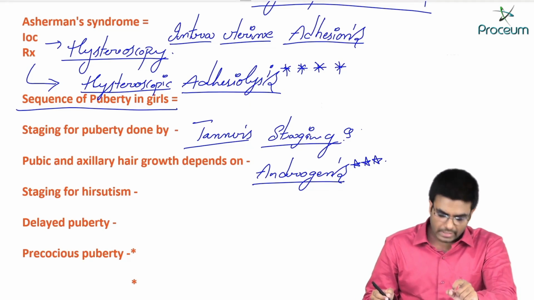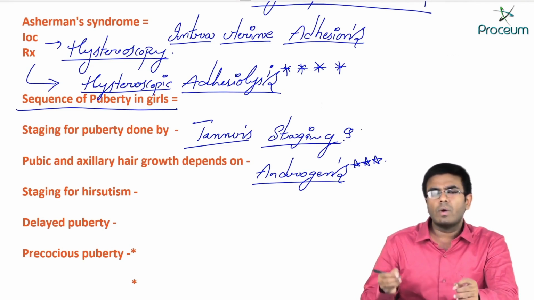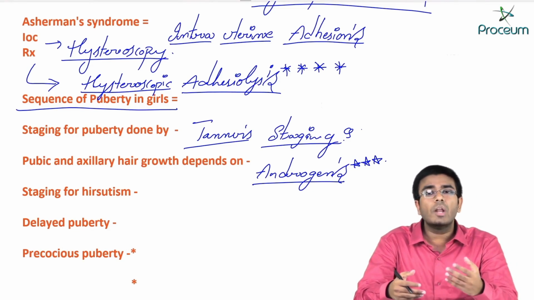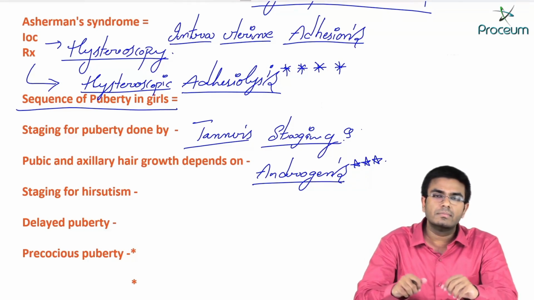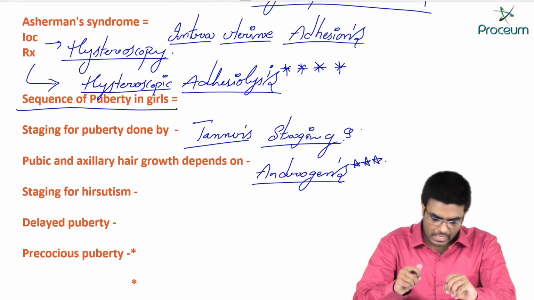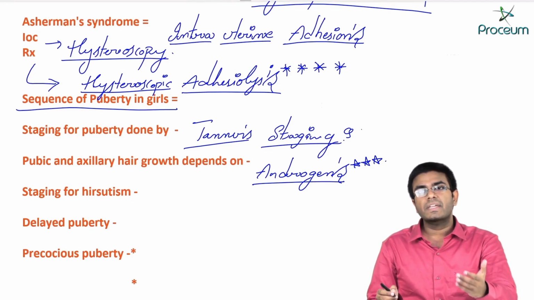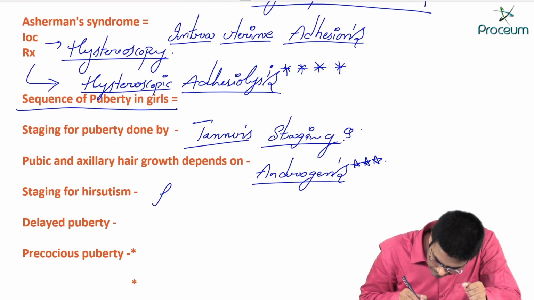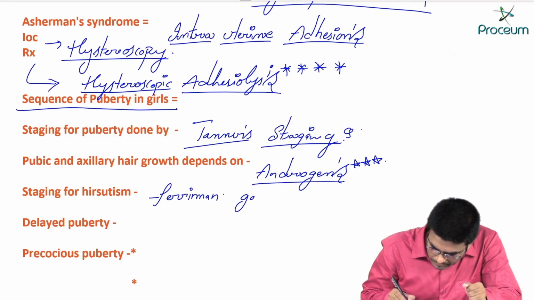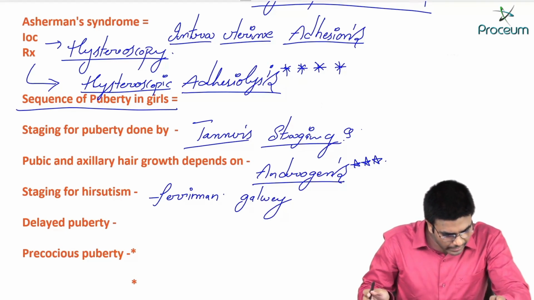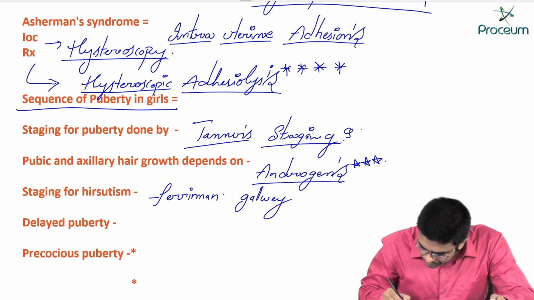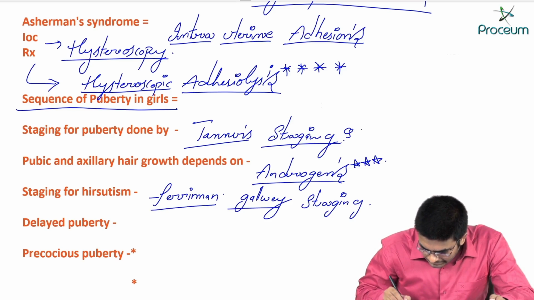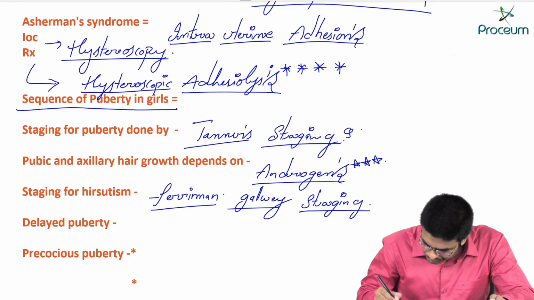Good. Now let's do the staging of hirsutism. What is meant by hirsutism? Hirsutism is abnormal hair growth on the facial skin, simply speaking abnormal facial hair. Now, what is the staging? The staging for puberty is Tanner staging. But these days they ask the staging of hirsutism, which is Ferriman-Gallwey staging. Ferriman-Gallwey staging is done for hirsutism.